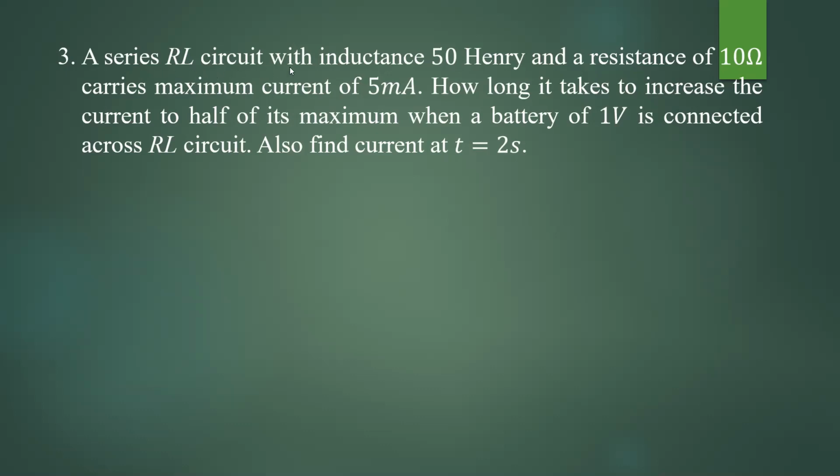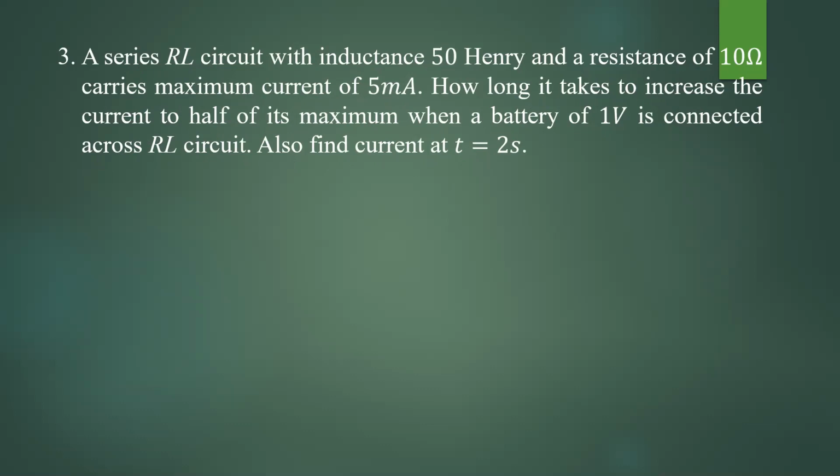A series RL circuit with inductance 50 Henry and resistance of 100 ohm carries maximum current of 5 milliampere. How long does it take to increase the current to half of its maximum when a battery of 1 volt is connected across the RL circuit? Also find current at t is equal to 2 seconds. Okay, this is a simple problem.